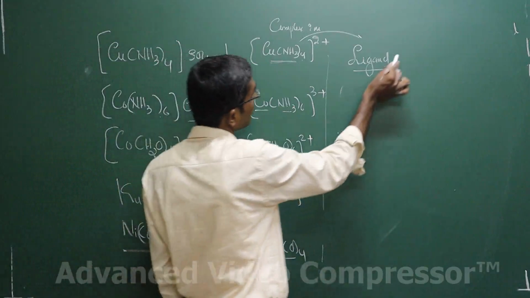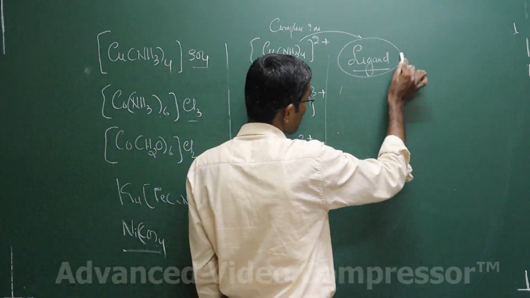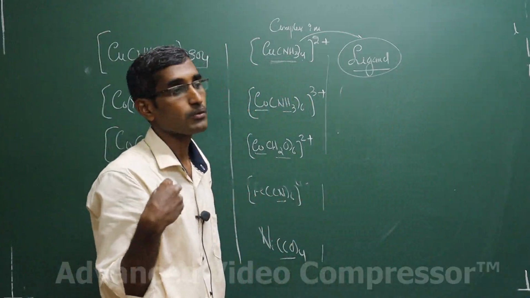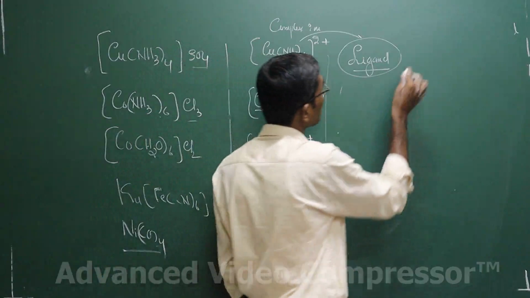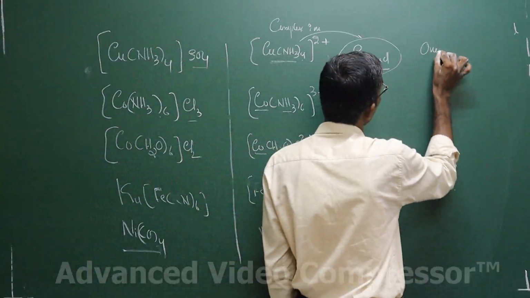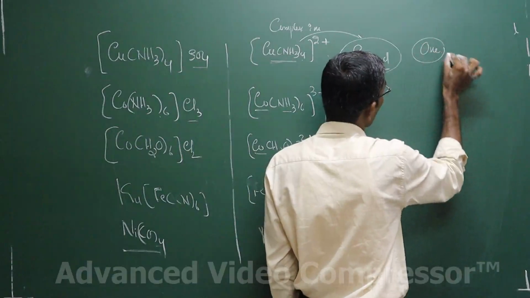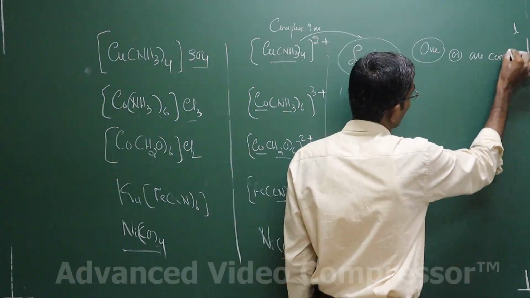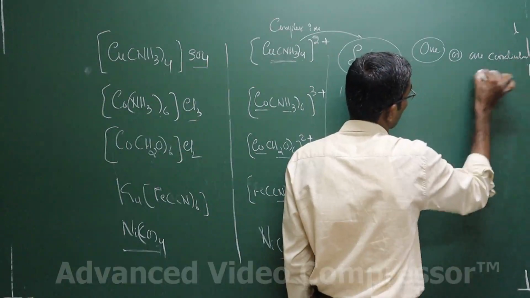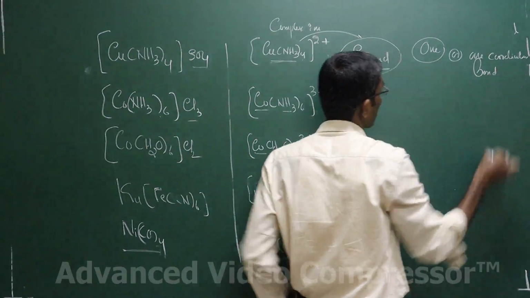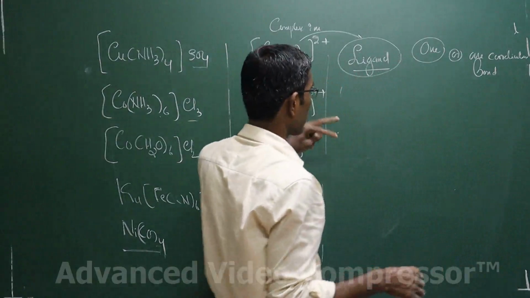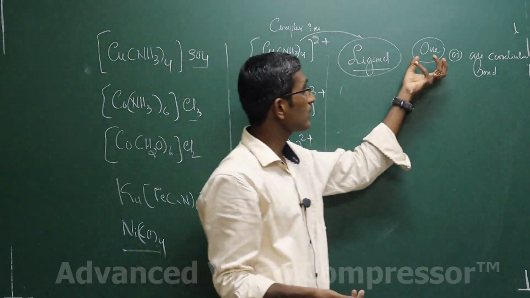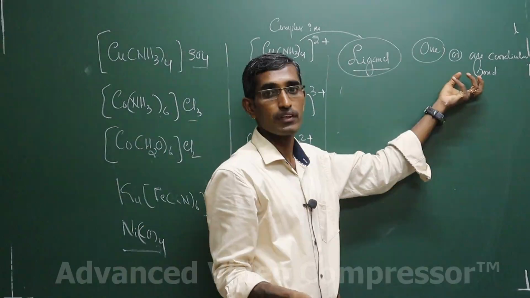As far as the ligand is considered, students, the primary requirement is that it should be able to give a lone pair of electrons to the central metal ion. It can give one lone pair of electrons, or it can establish one coordination bond. That means it has to have a lone pair, which it gives to the central metal ion, establishing one coordination bond with the central metal ion.